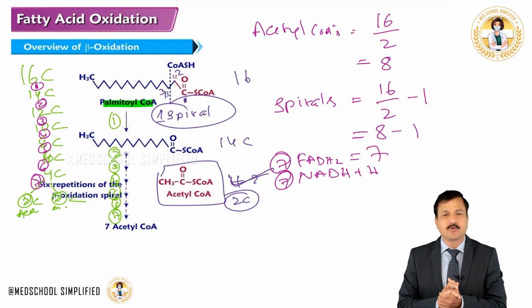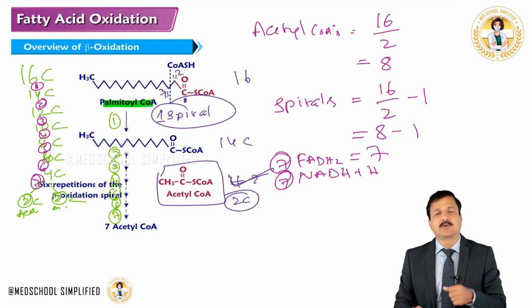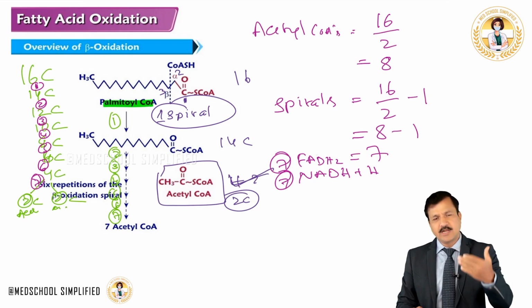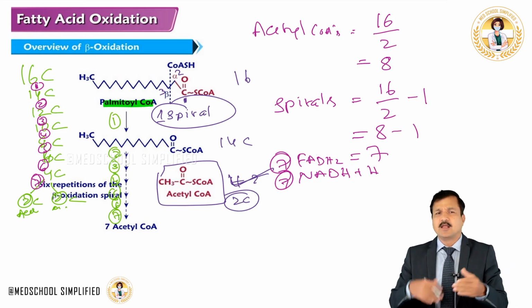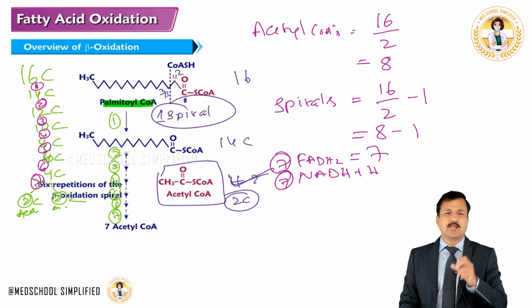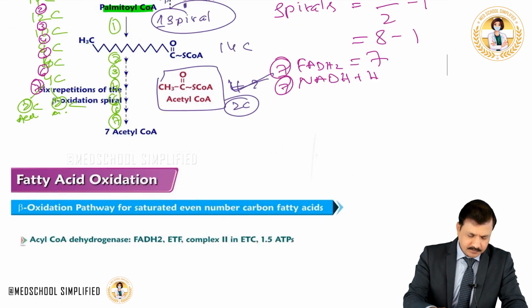This is an important thing that you need to know so that you can calculate the net number of ATPs coming from oxidation of an even number carbon fatty acid. All you need to do is change the number of carbons according to the question. If a fatty acid is 16 carbon palmitic acid, 16 divided by 2. If it is stearic acid, you know it is 18 carbon, 18 divided by 2. If a fatty acid is 20 carbon, 20 divided by 2. Like that, you change the number according to the type of fatty acid given.